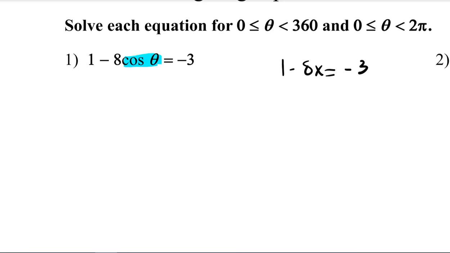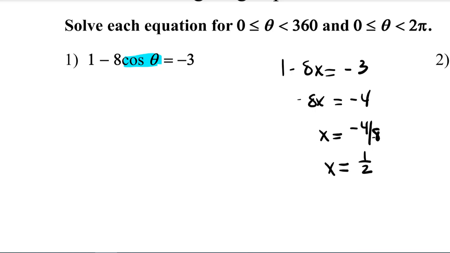You would subtract the 1 over, right? So that would be -8x, don't forget the negative sign, equals -4. Then you would divide both sides by -8. Some people will need to write this step out, but you should be able to go right over to +1/2. So you get a value of 1/2 for x.